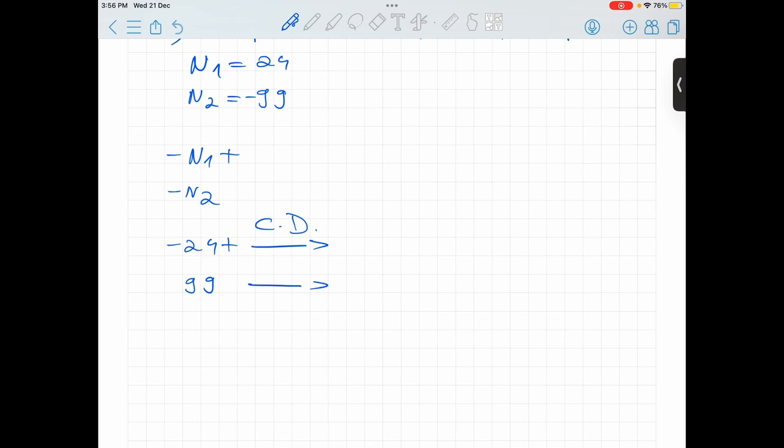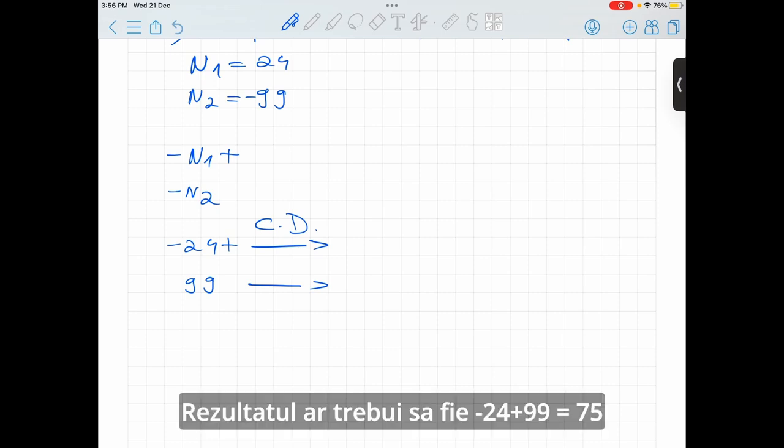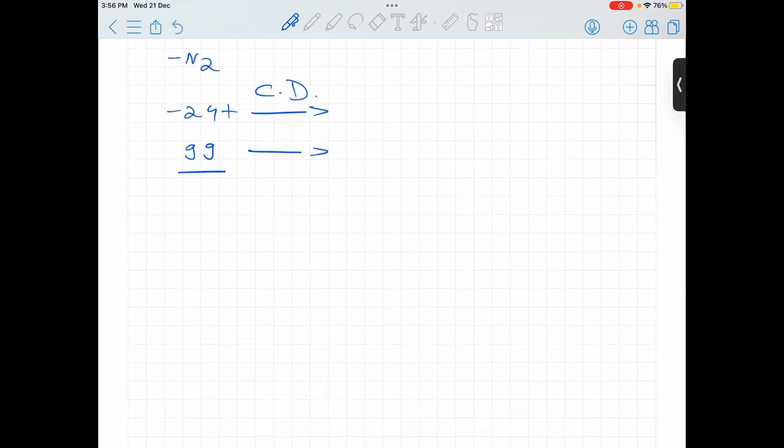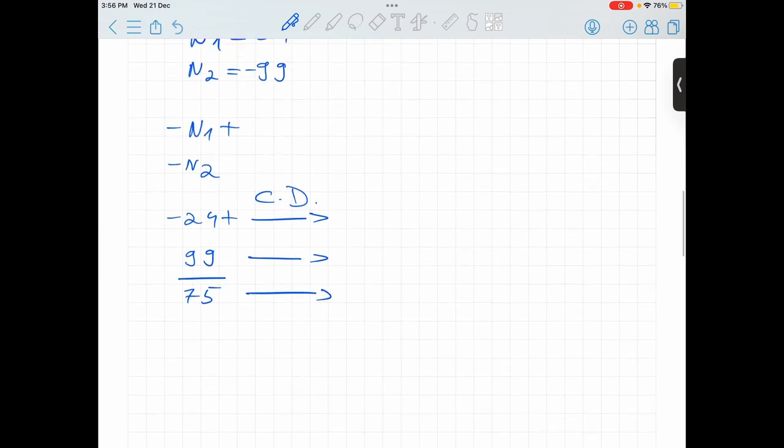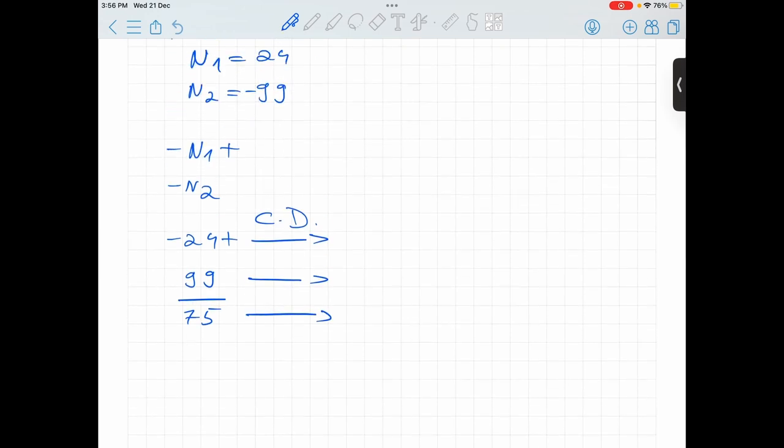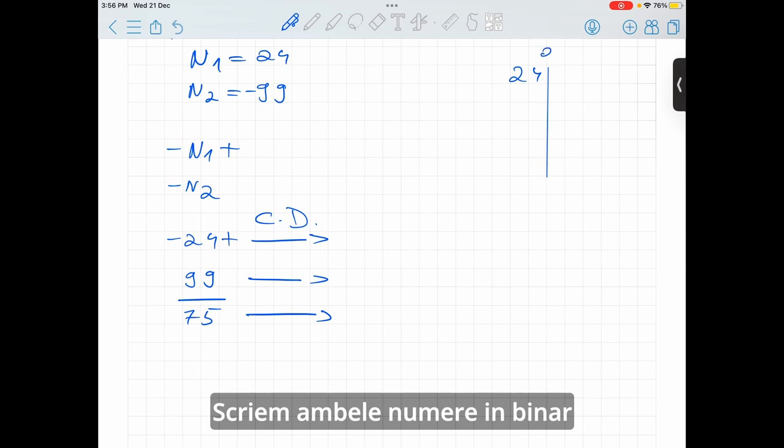Okay, we firstly know that minus 24 plus 99 should equal 75. So this result should be 75. Now, we will take both 24 and 99 separately and we will see their results in binary.